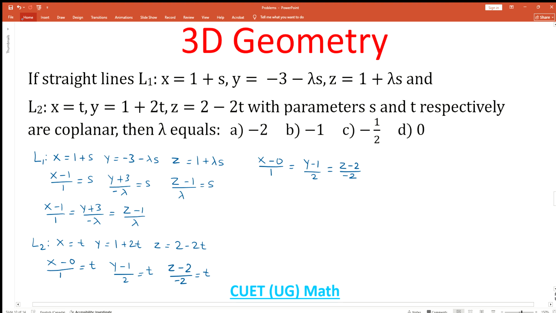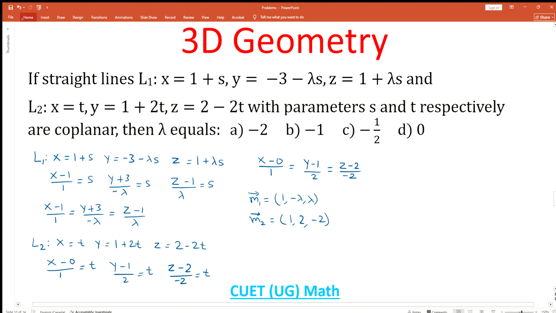Let's start by identifying the vectors to which these two lines are parallel. Line L1 is parallel to vector (1, negative lambda, lambda), the terms in the denominator of the Cartesian form or symmetric form. This can also be called the direction vector of line L1. For line L2, the vector to which that line is parallel is (1, 2, negative 2), the terms in the denominator of the fractions in the Cartesian form or symmetric form.